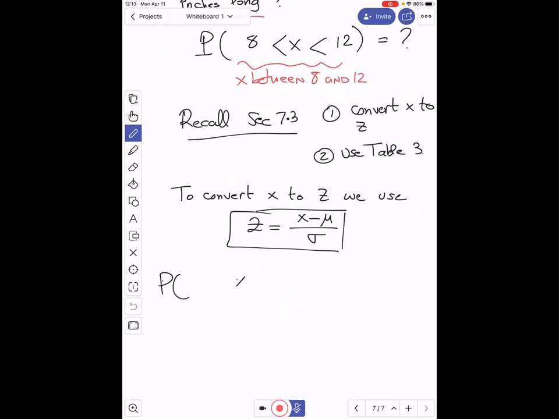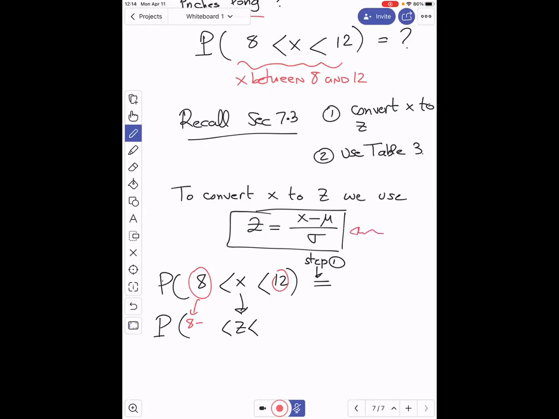In this example, we need to find the probability that x is between 8 and 12. As a first step, step 1, we need to convert this x to z, the variable of the standard normal distribution. The 8 is a value of x, and the same for 12, so we need to convert the values of x to values of z. We need to use this formula right here.